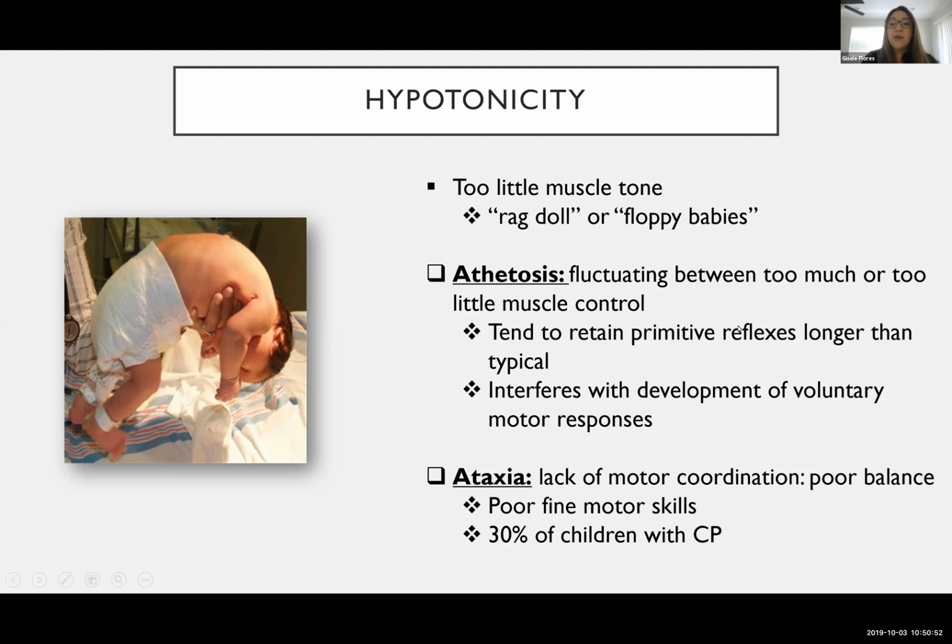So ataxia, we often see in children with sensory impairment, so sensory integration disorder, or sometimes children with autism, but primarily we see ataxia with children with cerebral palsy. It's a lack of motor control, really poor fine motor skills. They're not able to keep control of their pencil or their pen or whatever they're writing with. They have a hard time picking up small objects and maybe bringing them to their mouth if they're eating. It's just a struggle with that fine motor aspect of motor skills.